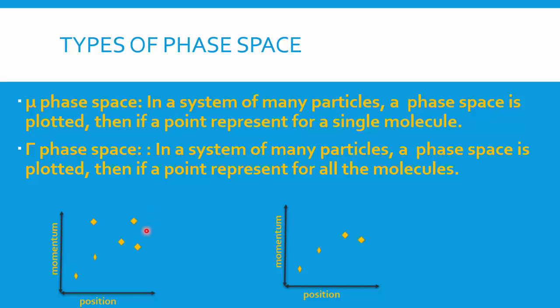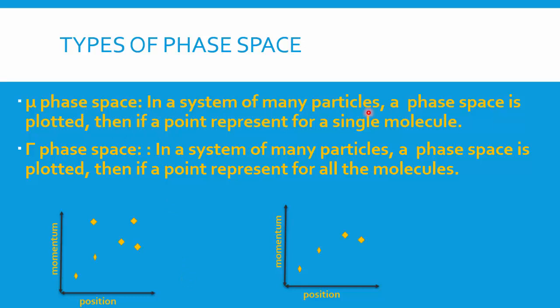So if the particle is in motion, there will be change in x, and because there is change in x, there will be velocity in x direction. That velocity multiplied by mass will give you momentum in x direction. So if there are many particles in a system, every particle will have x and px. If you plot x and px for every particle present in a container, then what is mu phase space?